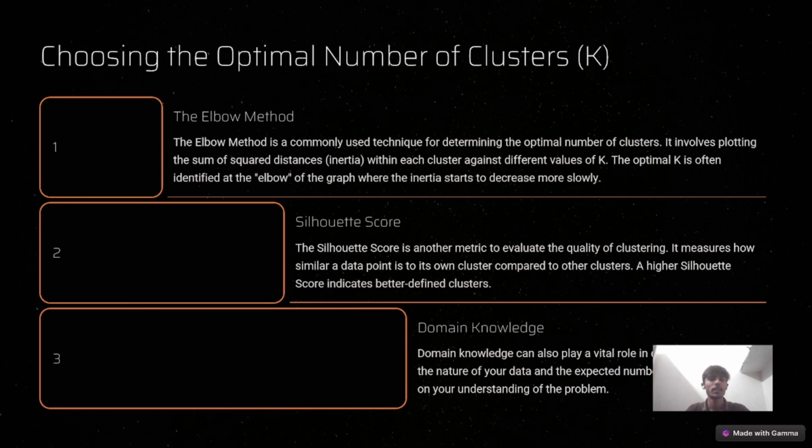The second, Silhouette score. The Silhouette score is another metric to evaluate the quality of clustering. It measures how similar a data point is to its own cluster compared to other clusters. A higher Silhouette score indicates better defined clusters. Third is domain knowledge. Domain knowledge can also play a vital role in choosing K. Consider the nature of your data and the expected number of clusters based on understanding of the problem.